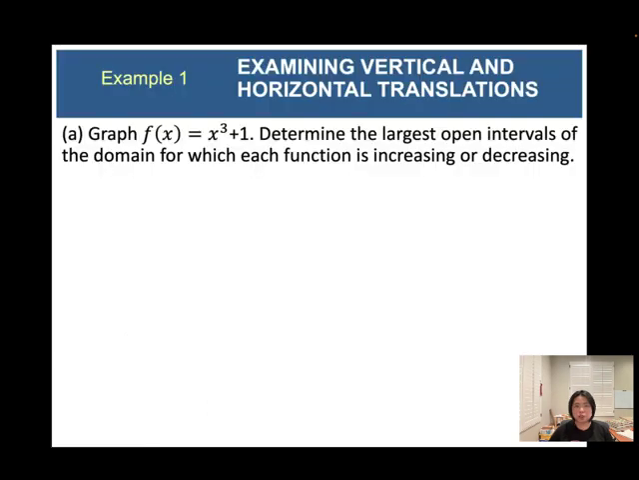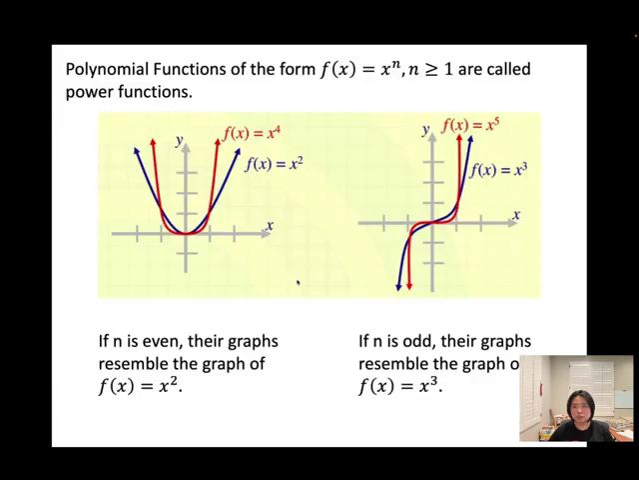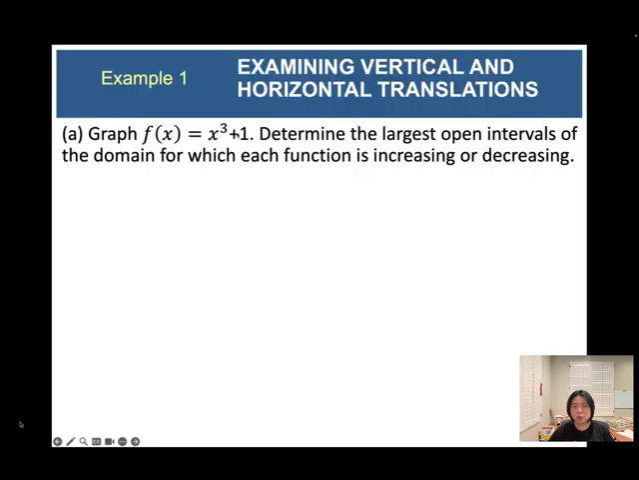Graph f of x equal to x squared plus 1. Determine the largest open interval of the domain for which each function is increasing or decreasing. So we look at f of x equal to x squared. It looks like the blue one, like this. When we add 1, adding a d unit, we shift this graph upward 1 unit.